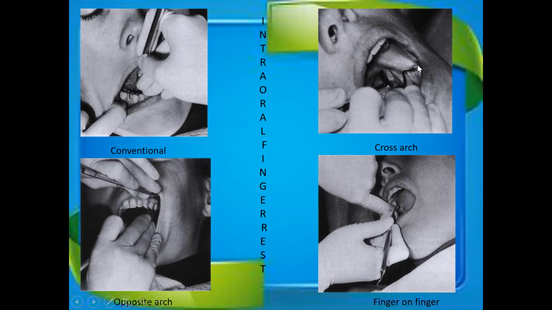And the second picture is showing cross arch, as the name suggests. Cross arch means when the finger rest is established on the tooth surfaces on the other side of the same arch. Third one is opposite arch. In opposite arch, the finger rest is established on tooth surfaces on the opposite arch. Like in this picture, we are using finger rest on the mandibular arch while doing instrumentation on the maxillary arch. Last one is finger on finger. Finger rest is established on the index finger or thumb of the non-operating hand.